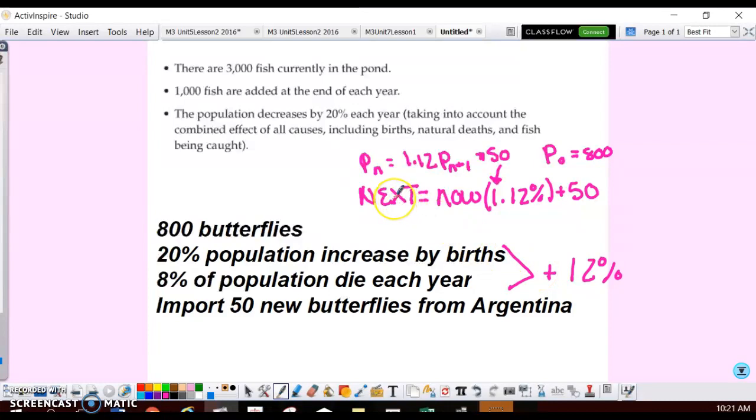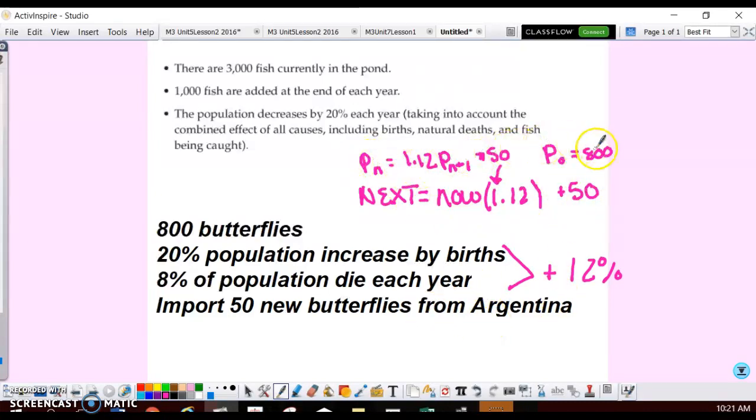Now, when it comes to now-next, next year's population would be my current population times 1.12. I don't really need the percent in there, just 1.12. 12% would be 0.12. The reason the 1 is in there is because we want to count our current population. So now times 1 would be how many I already have, let's say 800, plus the 12%. So we do want the 1 in there when you're adding to your population. Then the plus 50 is how many butterflies we're going to add from Argentina.